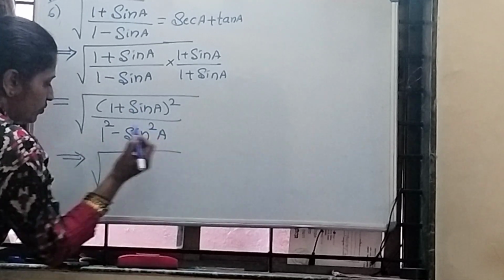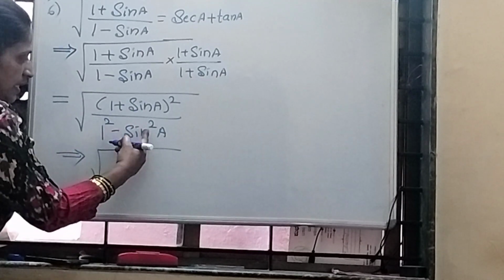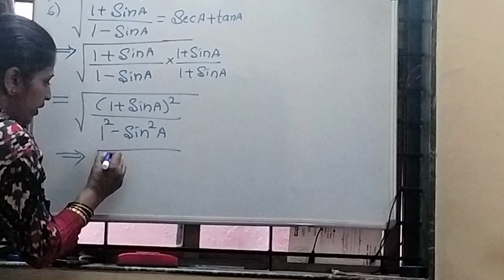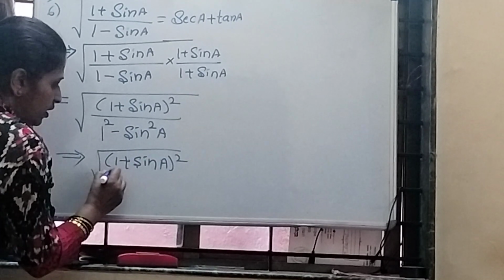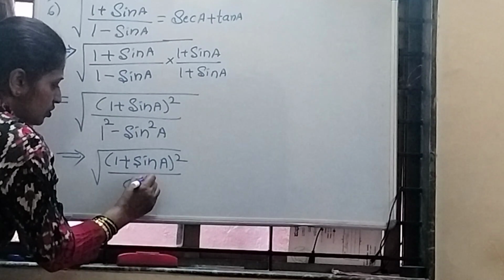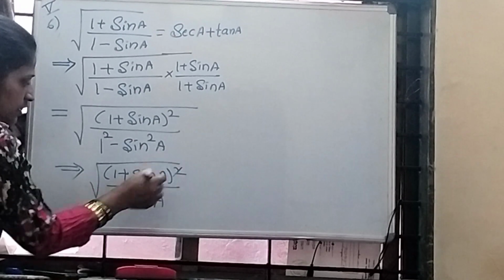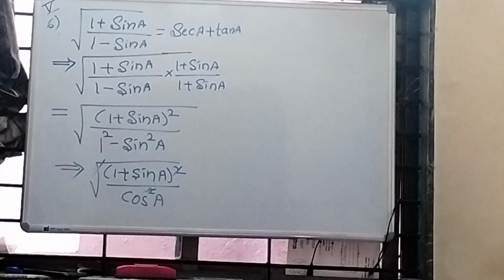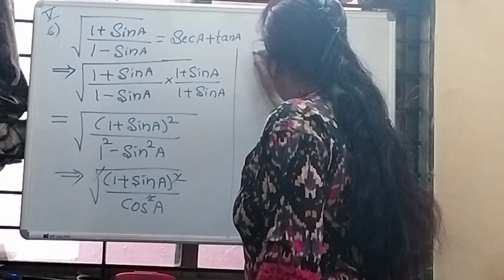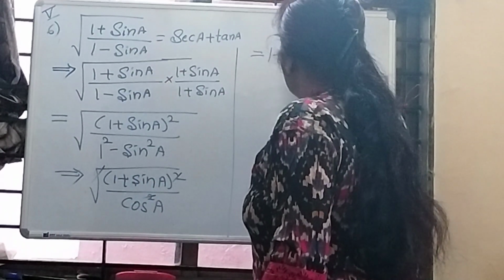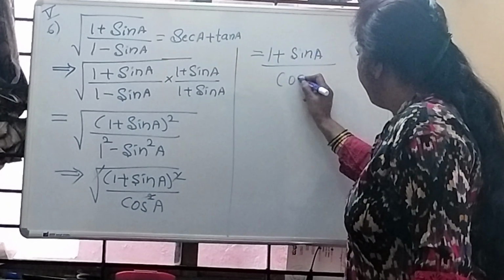So for that, you know that sin square theta plus cos square theta is equal to 1. So 1 minus sin square theta is equal to cos square theta. So (1 plus sin a) whole square divided by cos square a. Now here also it is square, this is also square. So the square root gets cancelled. The root has gone now. We have (1 plus sin a) divided by cos a.